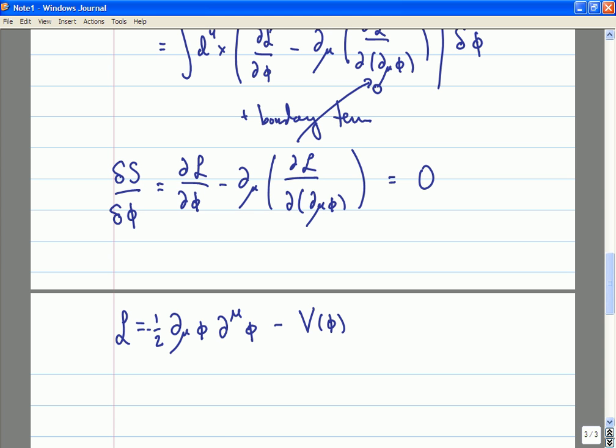In principle, you could write down actions which are not quadratic in the derivative of phi. Those would involve a higher number of derivatives. And so the equations of motion that you would get would involve more than just two time derivatives. And in most theories of physics, the equations of motion involve only two derivatives. So that's why we're restricting our attention at this point to such theories, only to such Lagrangians.